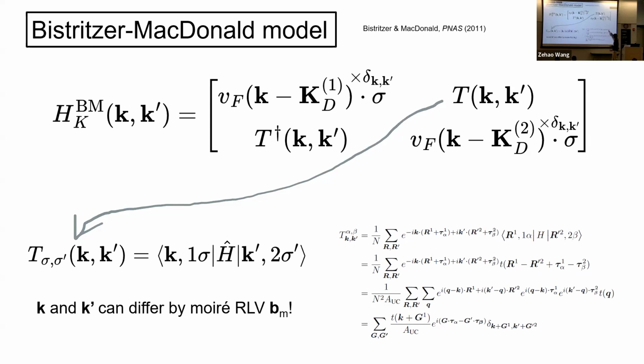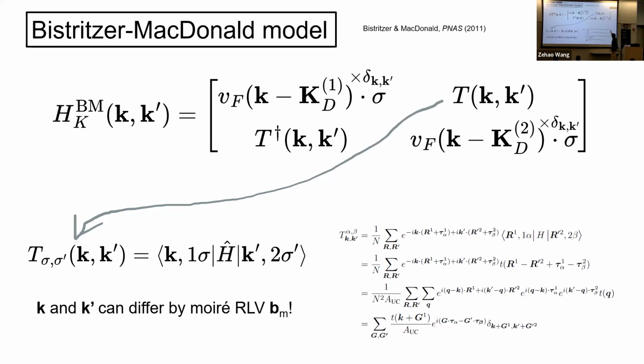And each block itself has a sublattice structure given by sigma. So the diagonal blocks are super simple, right? This is intralayer physics. It's just going to be the Dirac points, right? So we have basically v_F k dot sigma, except we have to account for the shift of the Dirac points. But yeah, basically that's it. Obviously, because it's intralayer physics, it's going to preserve the momentum.